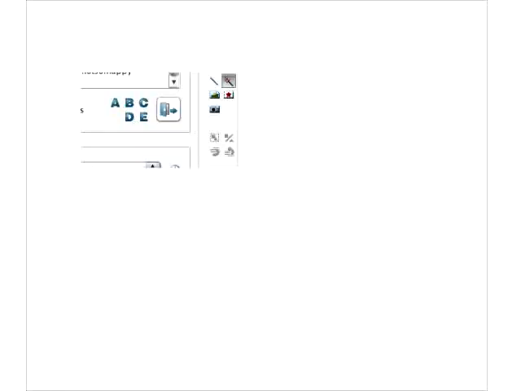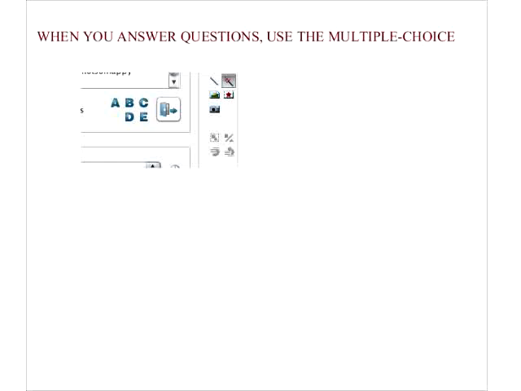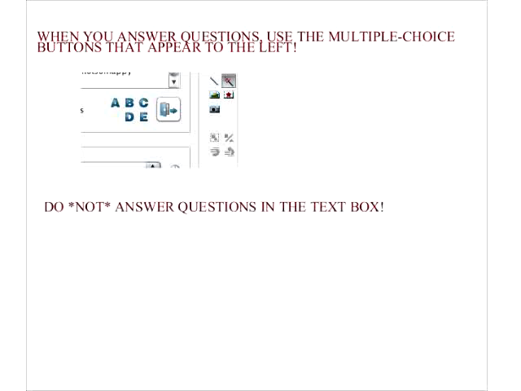What you should see is this. Okay, when you answer questions, again, please, please, please, use the multiple choice buttons that appear to the left. Please do not answer the questions in the text box, so that we don't have everybody seeing your answer and having an unfair situation. So the multiple choice buttons on the left, smiley face if everybody sees the multiple choice problems on the left. Multiple choice buttons, A, B, C, D, E, smiley face if you see that.